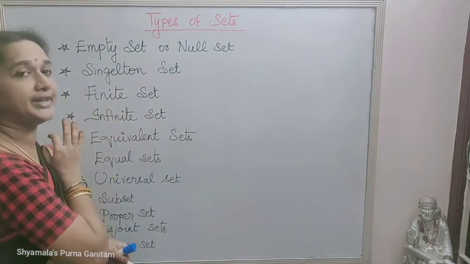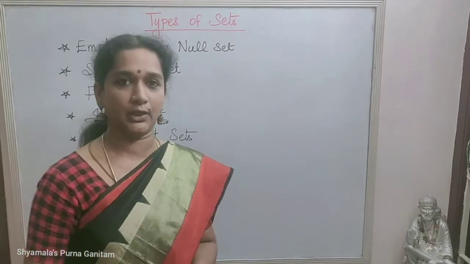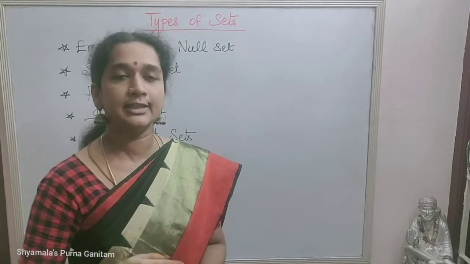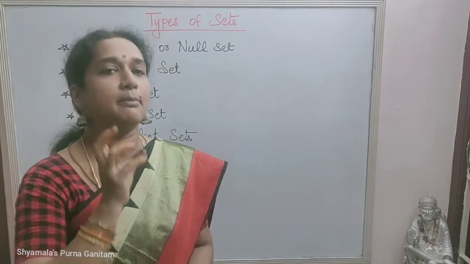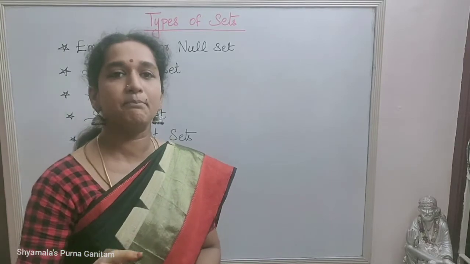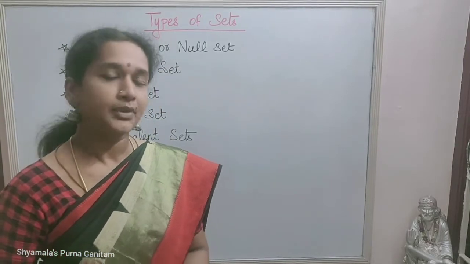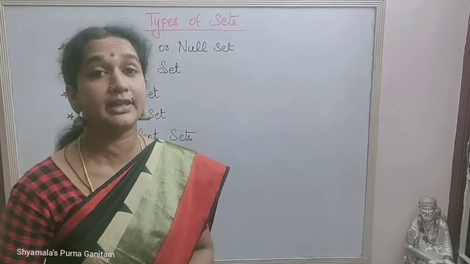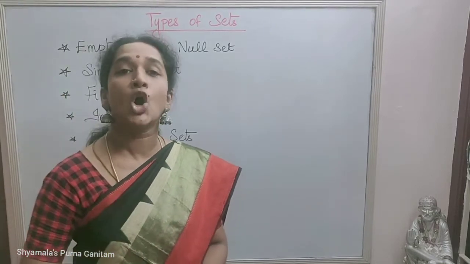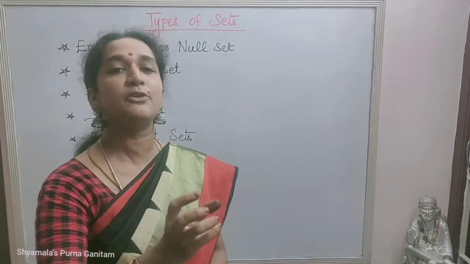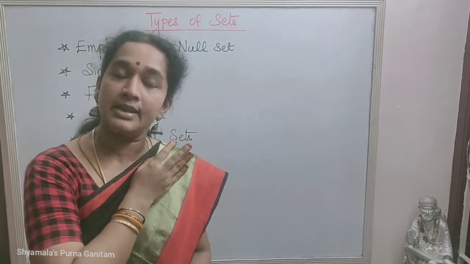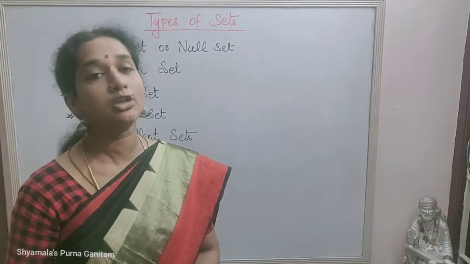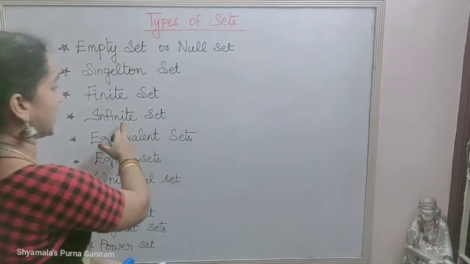And then the infinite set. This is the opposite of that. In an infinite set, we cannot count the number of elements in the set. For example, stars in the sky, or a handful of sand. All these are examples of infinite sets. Then odd numbers: if you are talking about all odd numbers, there are infinitely many of them. So it is not countable. So this is an infinite set.